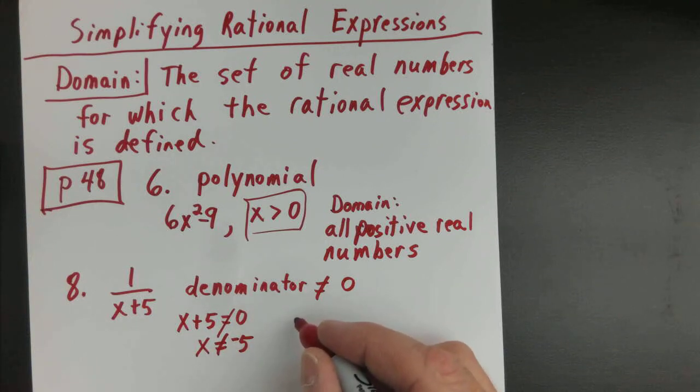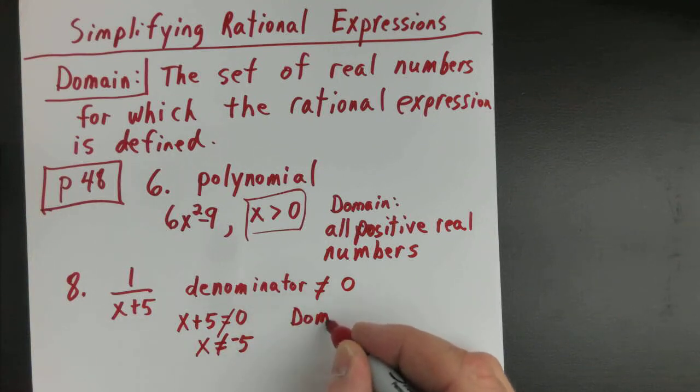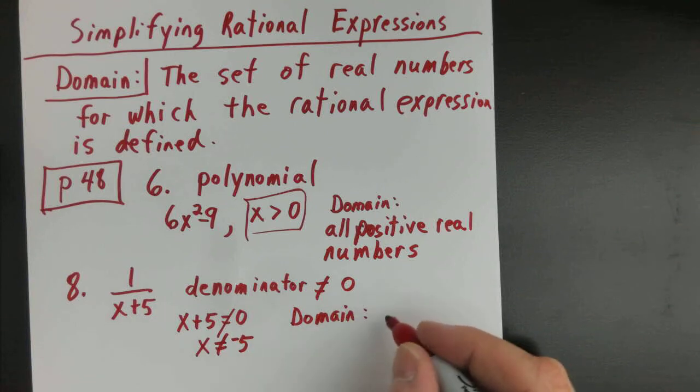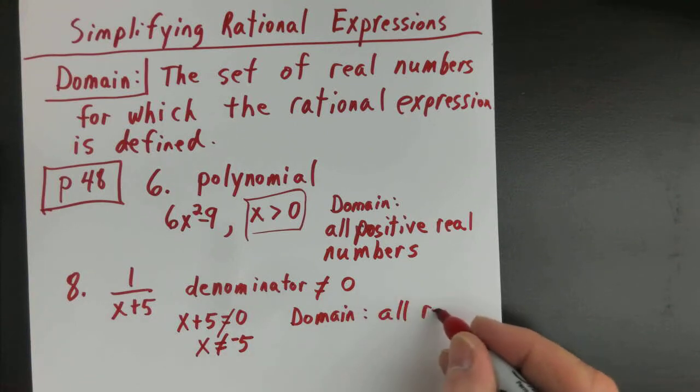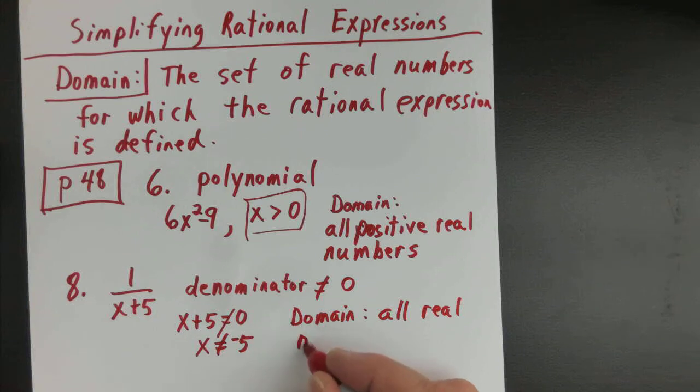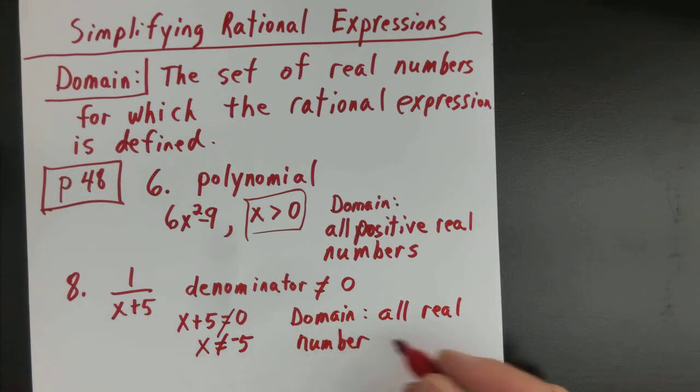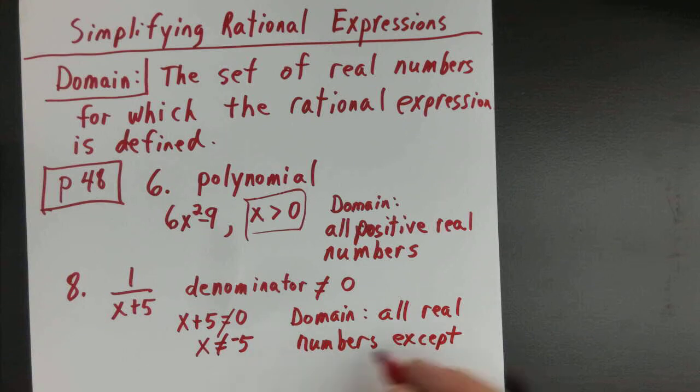So if I'm going to give the domain, it's going to be all real numbers. So it's easier to talk about what it can't be here because it's just one number it can't be. It can be all real numbers except negative 5.